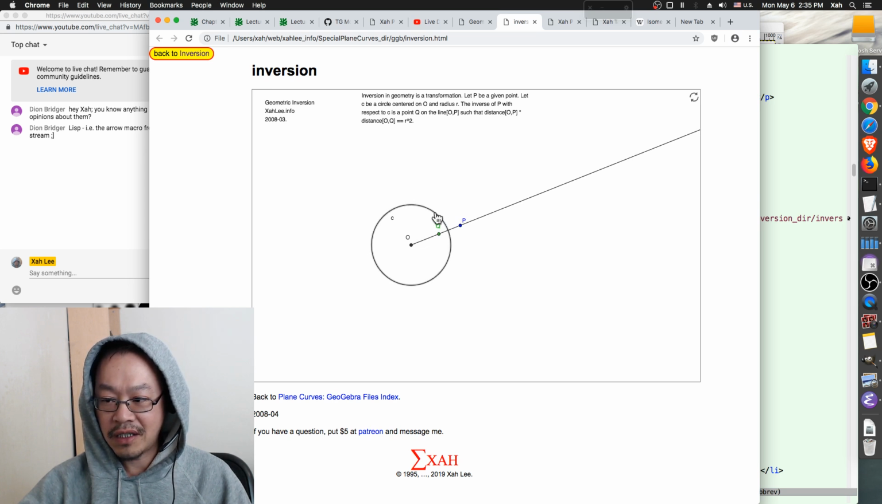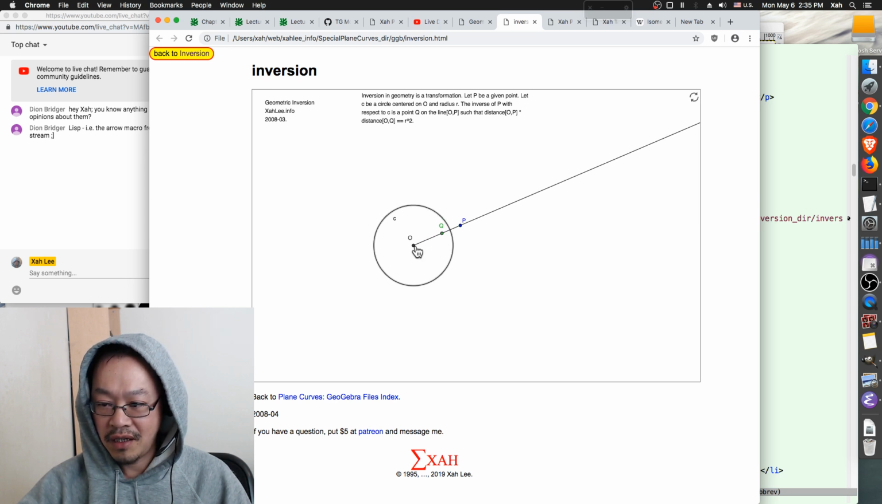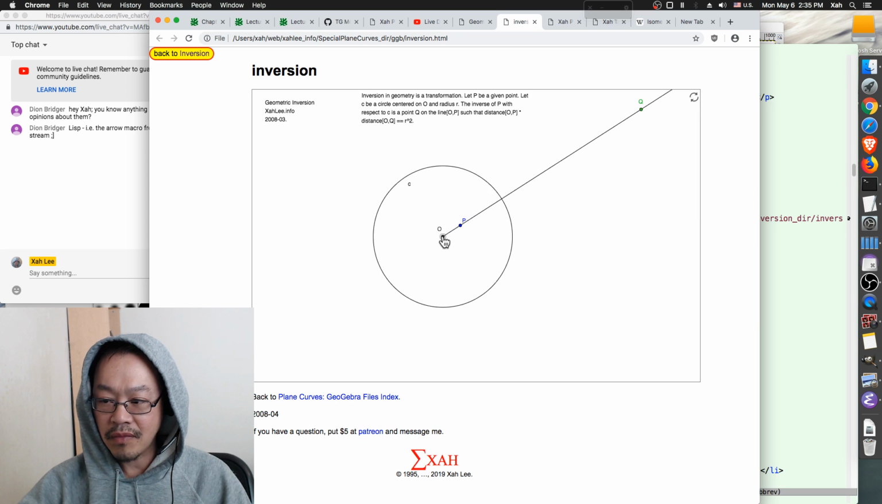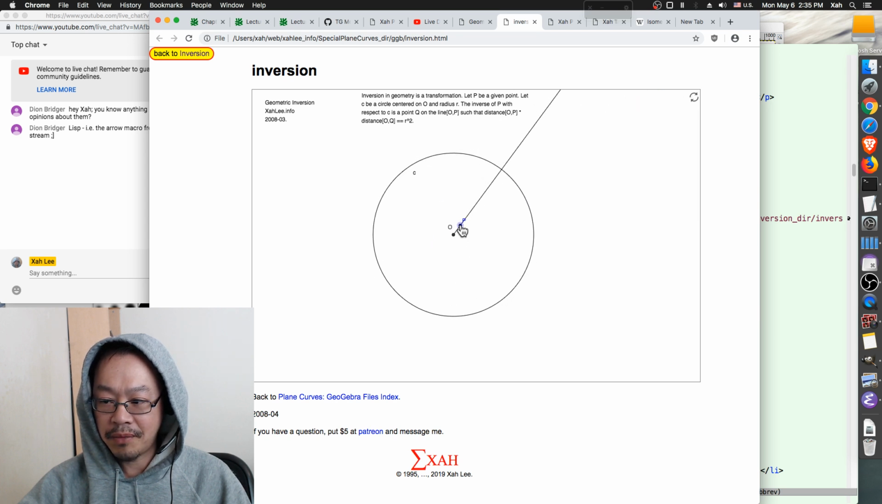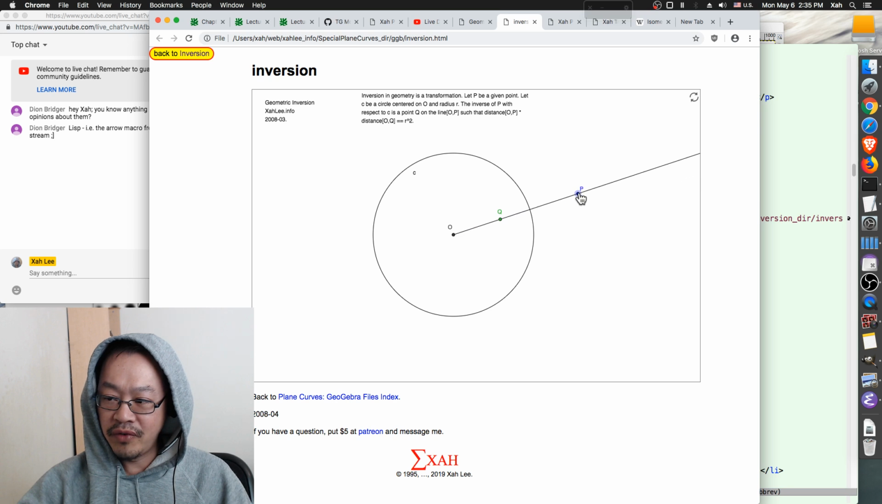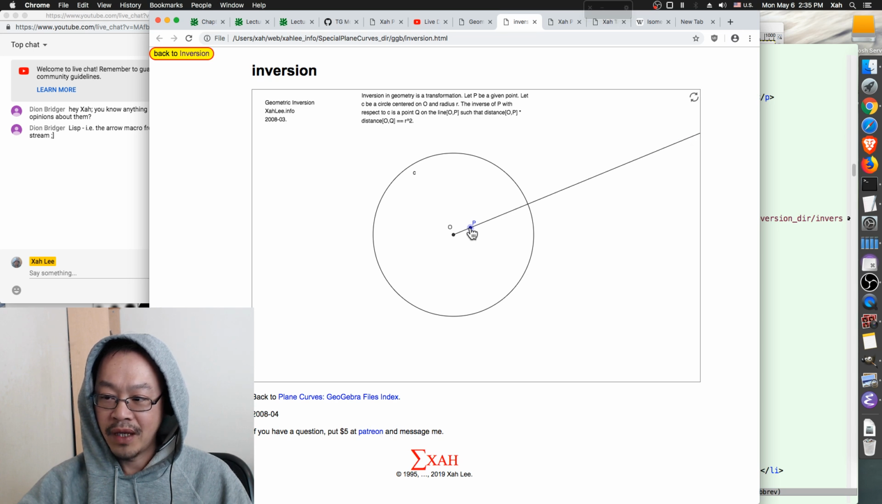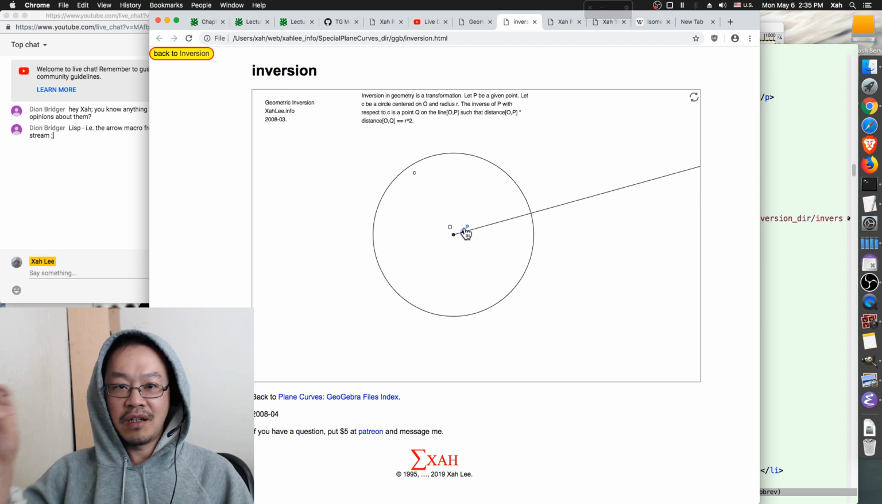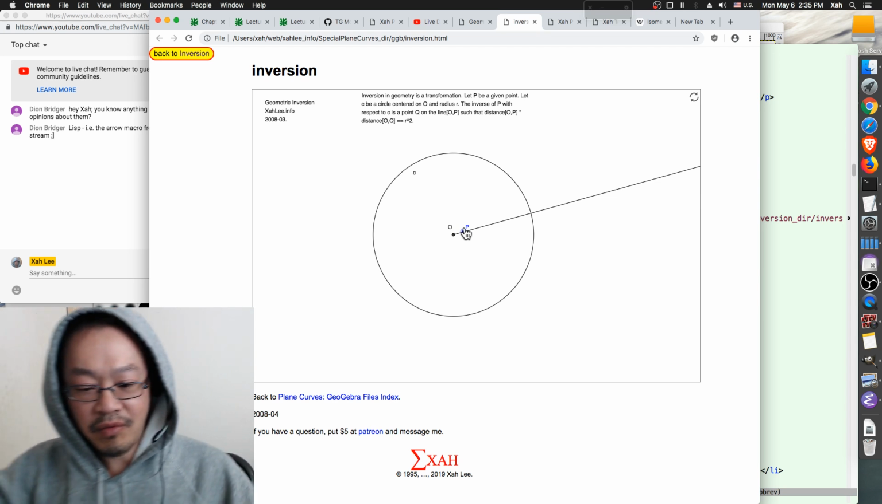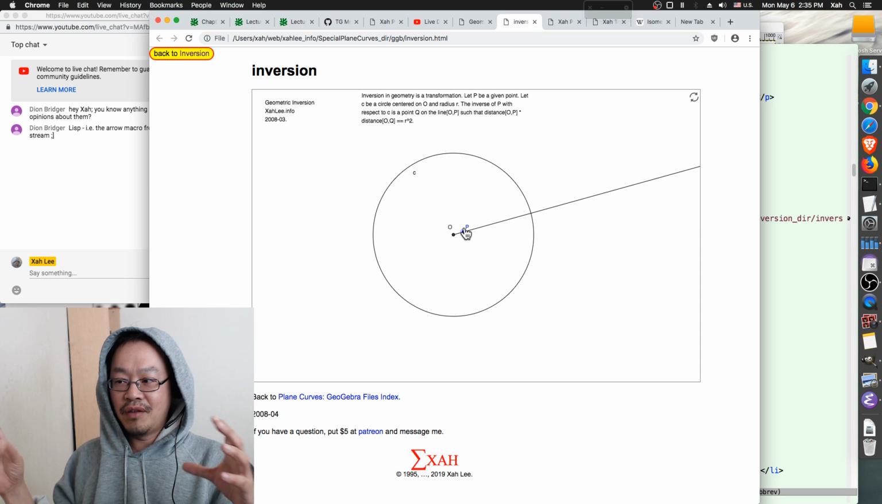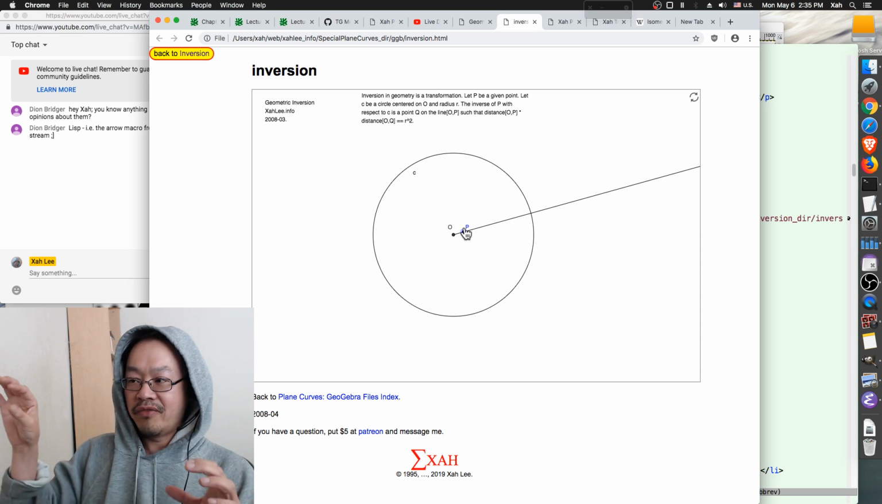Let's change the size of the circle so we can see more clear examples. If we move P inside the circle, Q becomes outside. As P gets closer to O, the center, Q moves far away. You can see that as P gets closer and closer to O, Q moves further away. So now you naturally get the concept of infinity.